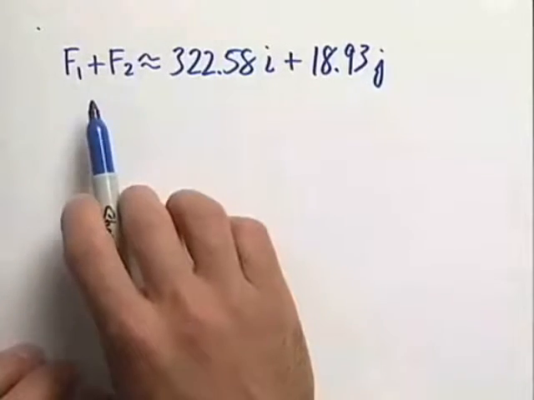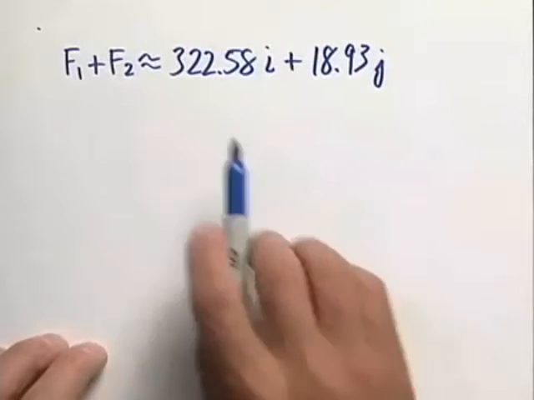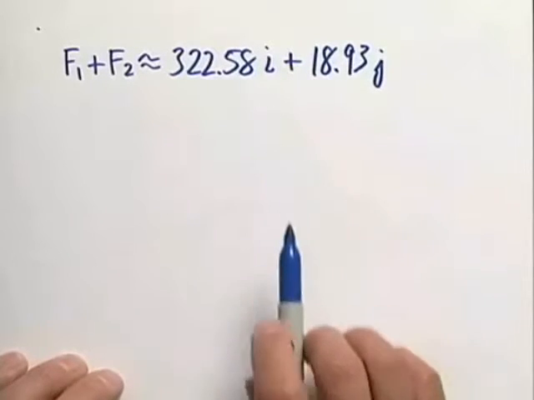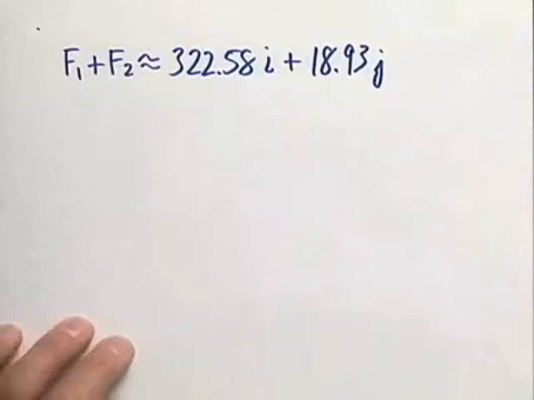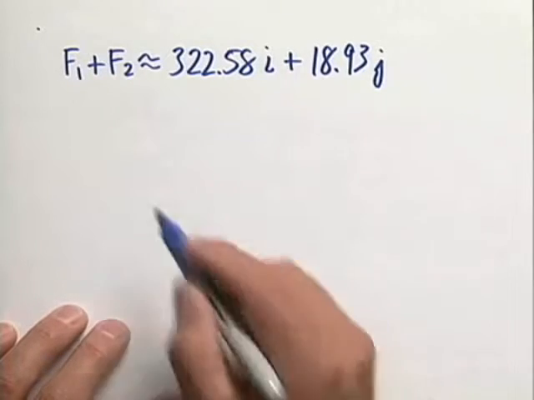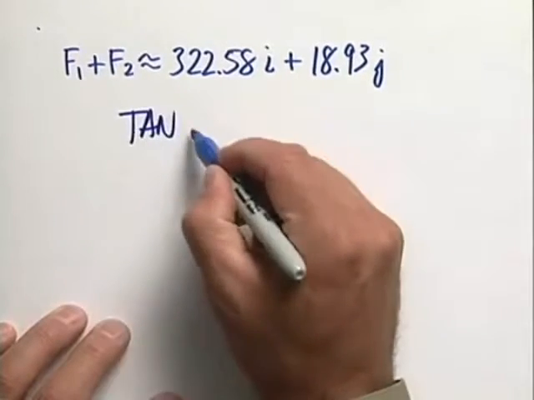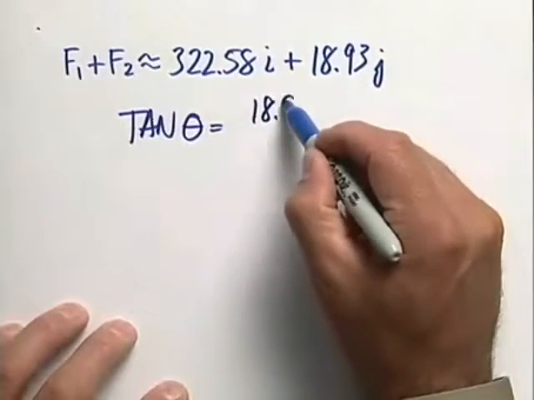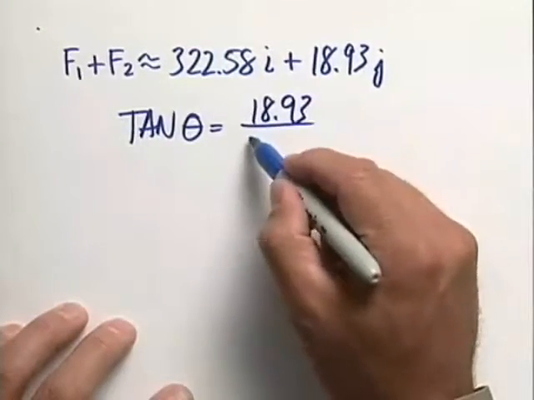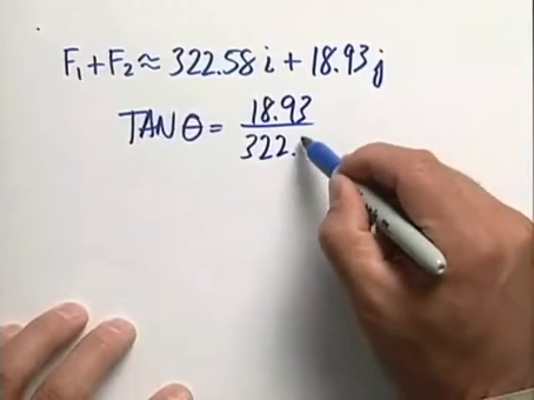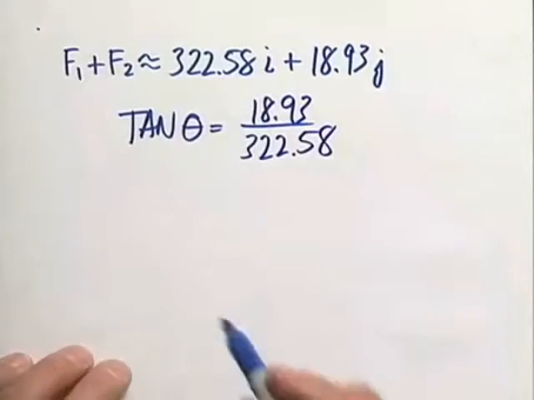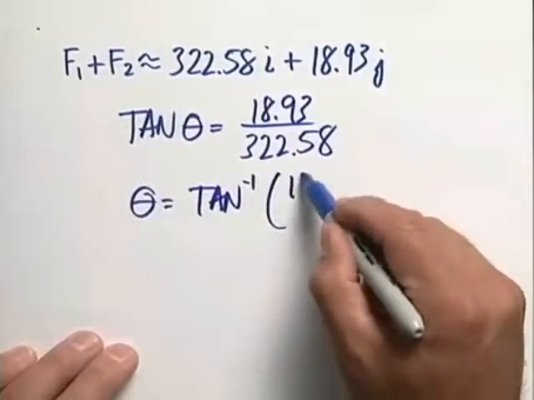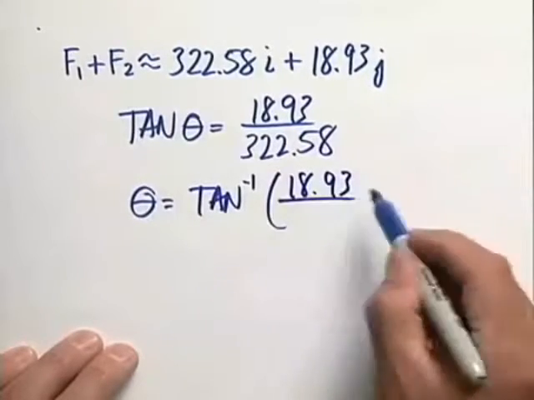Now that we have the resultant vector, let's find the angle of this resultant vector. All right, so here we have it. F1 plus F2 is approximately, remember we rounded this to a couple decimal places, 322.58 i plus 18.93 j. We have a nice little formula here using the tangent. We know that the tangent of theta is equal to the vertical component, 18.93, divided by the horizontal component, which is 322.58. So if we take the inverse tangent of both sides, the inverse tangent of this fraction should give us that angle that we're desiring here.